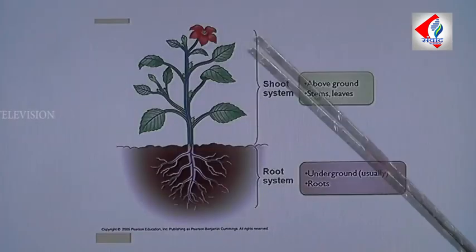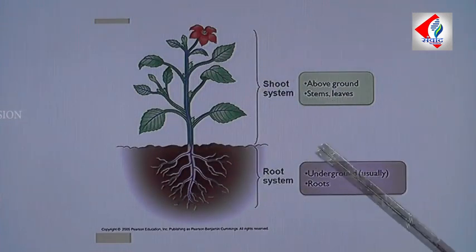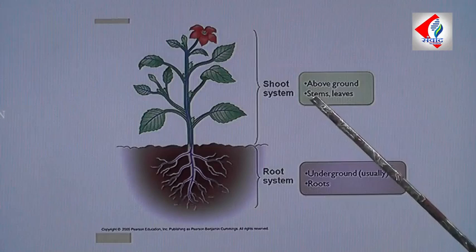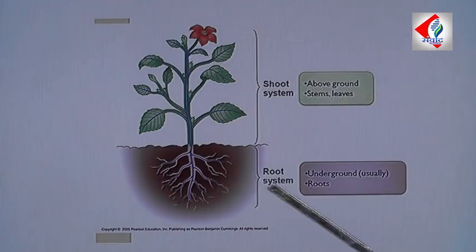Now in your previous classes, you must have studied that a plant has two systems. So you can see in the picture here, this is a plant, and the part of the plant which grows above the ground is called the shoot system, and the part of the plant which grows under the ground is called the root system. So like I have already told you that plants are important, let us try and know some more importance of plants.